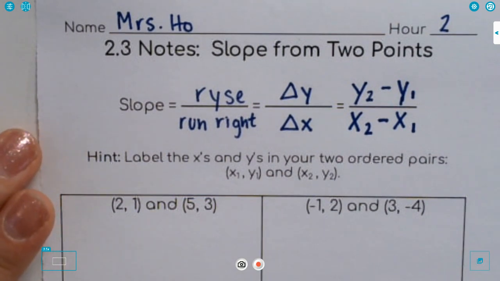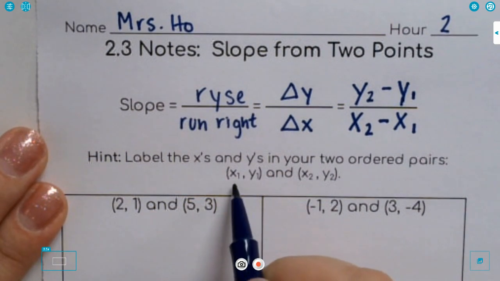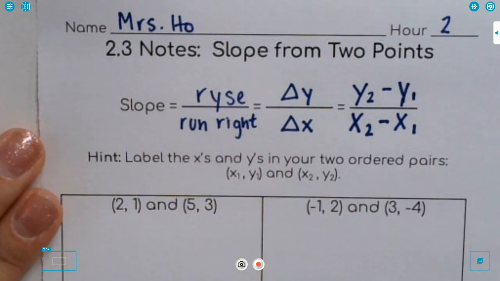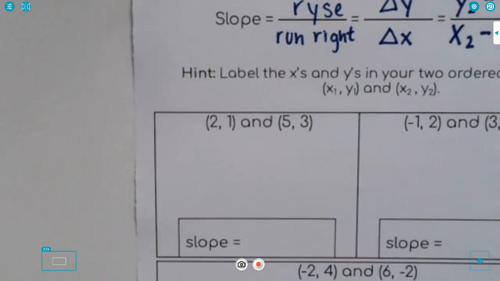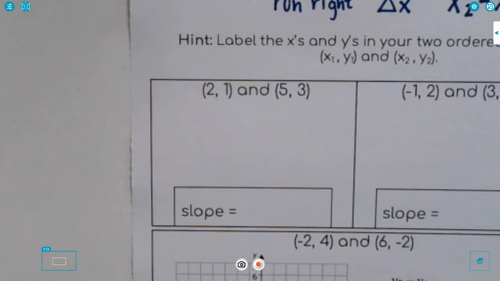Label the X's and Y's in your 2 ordered pairs. So if you label them X1, Y1, and X2, Y2, it makes it way easier. Any questions right now? Okay, I'm going to zoom into our first example then. We've got 2 examples that we are going to do just using this formula.